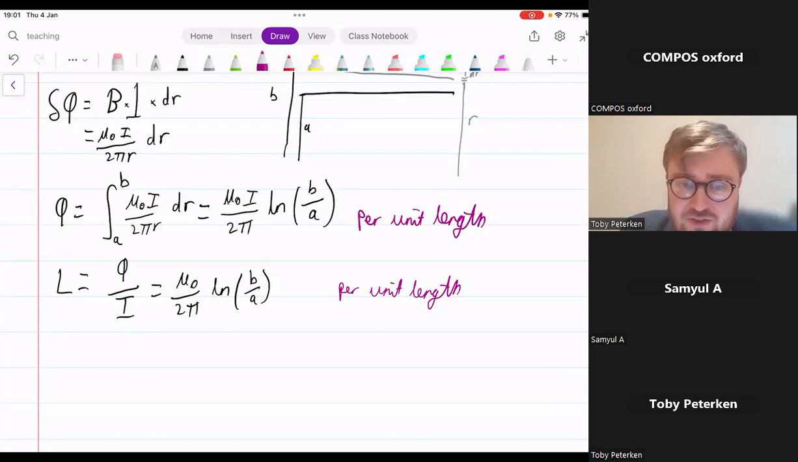Are there any questions? Some of these questions have a lot of calculus in, and that can't really be avoided when you get to electromagnetism, it's very calculus heavy.